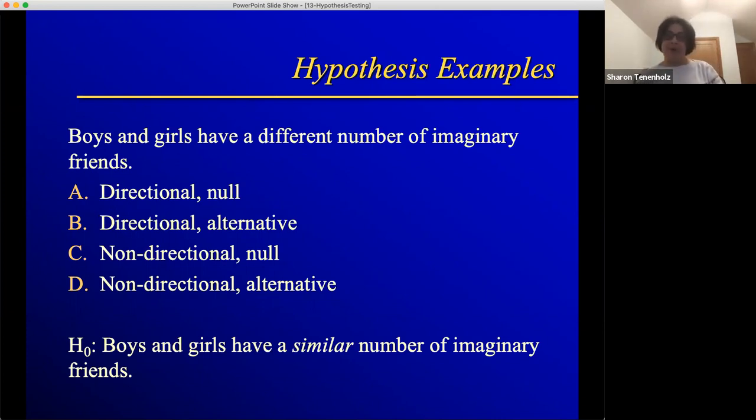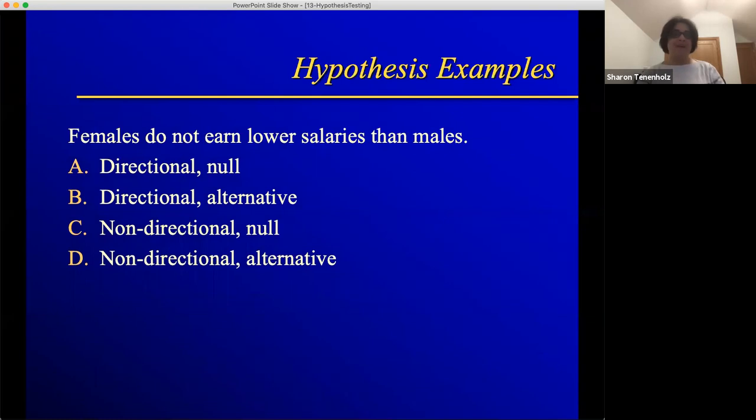Okay, how are we doing with that one? All good? Okay, then there's just one more to take a look at. Females do not earn lower salaries than males. Yeah, right.